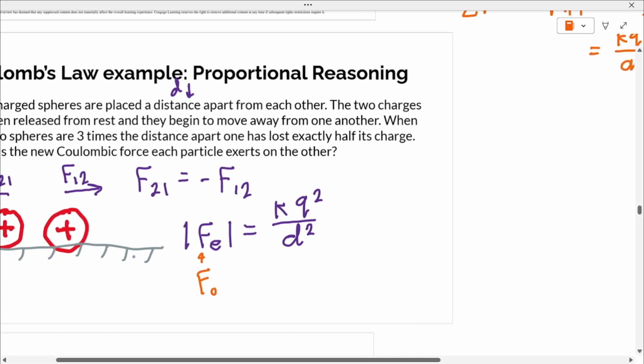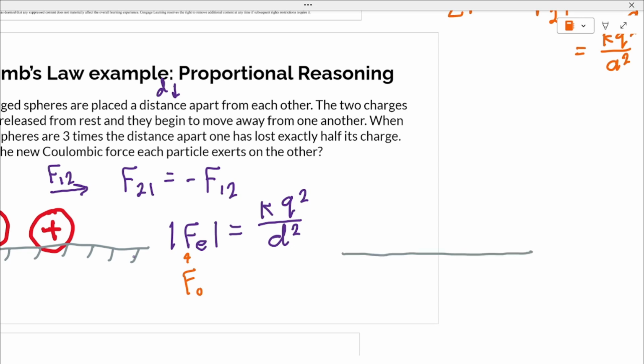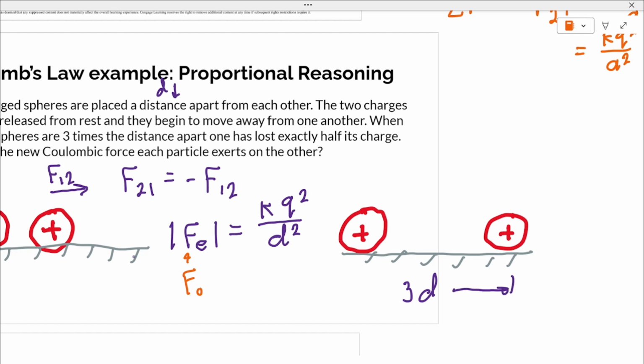And now we have a second situation where the two charges have slid a distance apart. Now they're actually 3 times the distance apart. So this distance is now equal to 3d, 3 times d, and one charge has lost half its charge. So let's say this charge has lost half its charge. So this is 1/2 q, and this is still q.